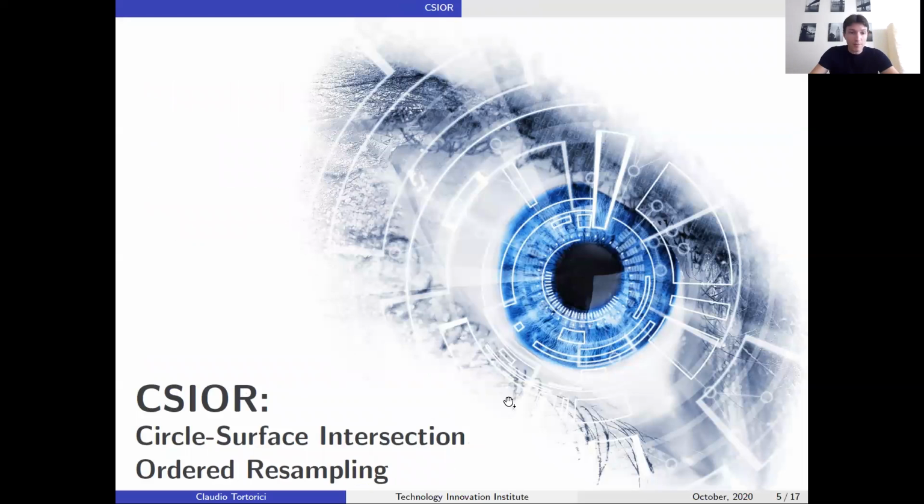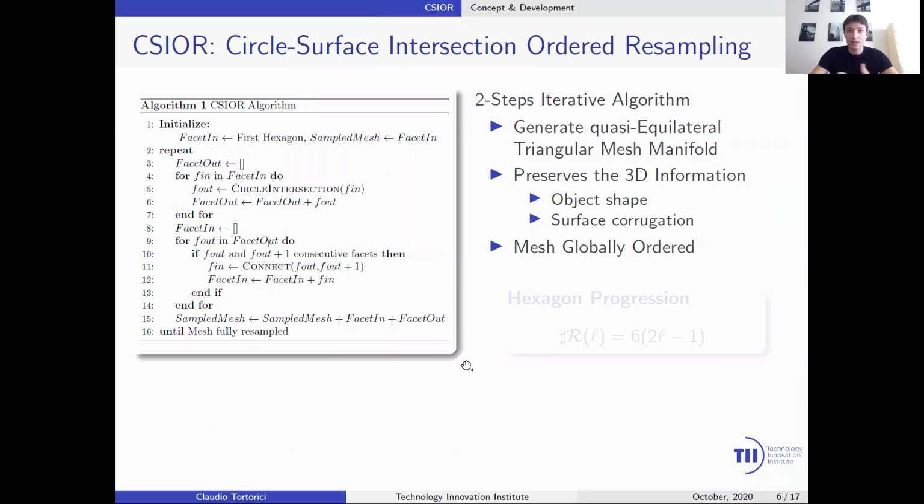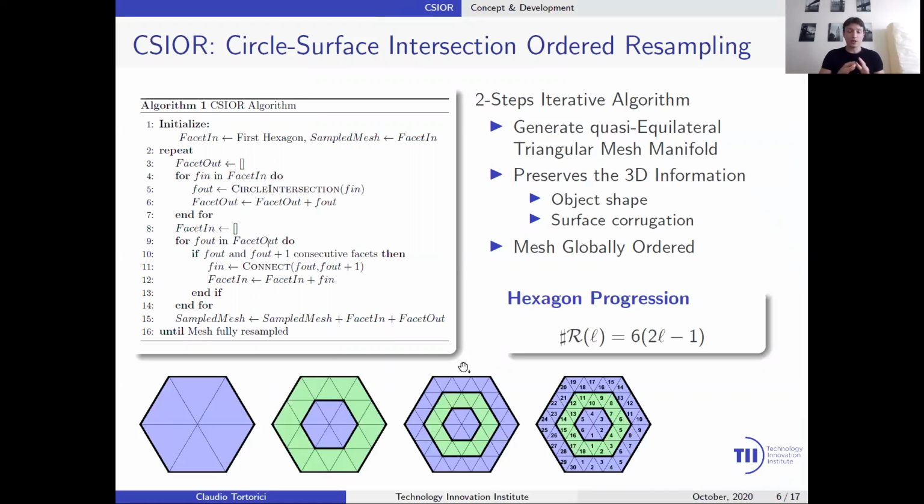So today I'm here to speak about CSIOR, which stands for Circle Surface Intersection Ordered Resampling. This is a two-step iterative algorithm which generates a quasi-equilateral triangular mesh manifold. It also preserves the 3D information, in other words, the object shape and the surface corrugation, and provides a mesh that is globally ordered. It is based on the concept of hexagon propagation.